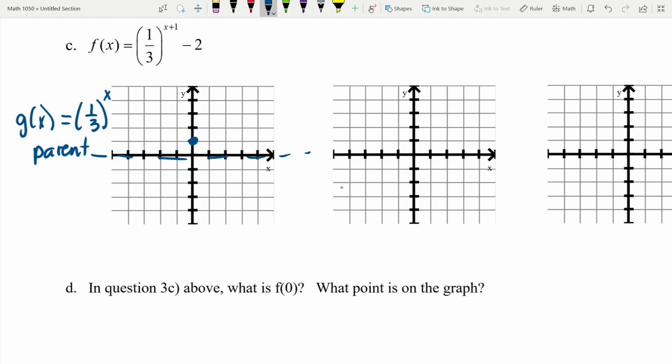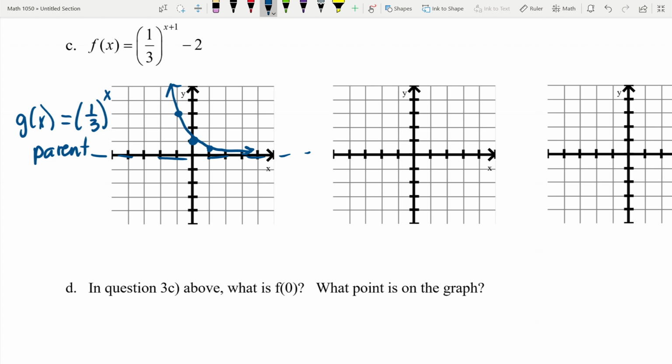If I go right 1, how far up do I go? 1/3. And then I go left 1, it's going to be high on the other side. Take your 1/3, flip it upside down, you get 3/1. That's how high up I go if I go left 1. So my graph is going to be like that. You don't have to memorize which way it goes. The graph just automatically happens that way.